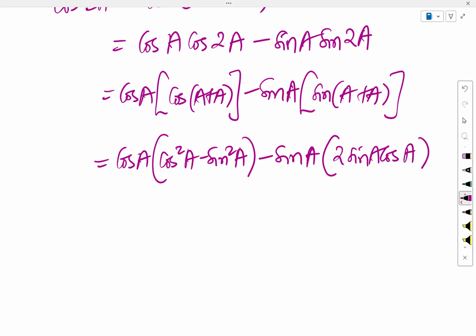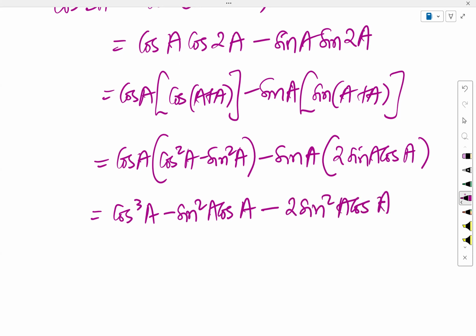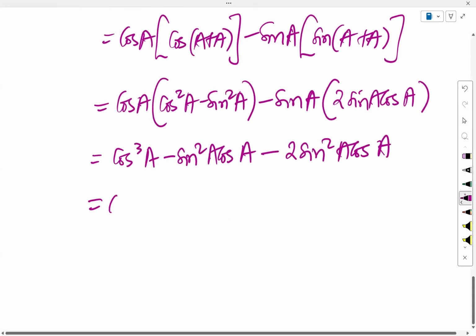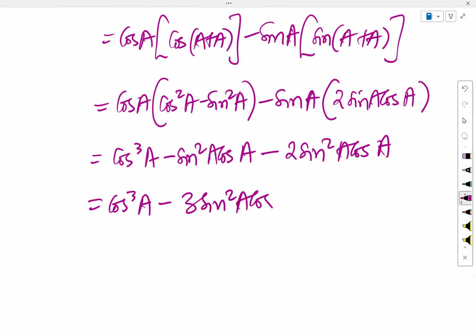Now I've jumped like one step because we've done that several times. So we can expand now. We get cos cube a minus sine squared a cos a. Then here we multiply sine a to 2 sine a cos a. That is 2 sine squared a cos a. And then we get cos cube a minus 3 sine squared a cos a.